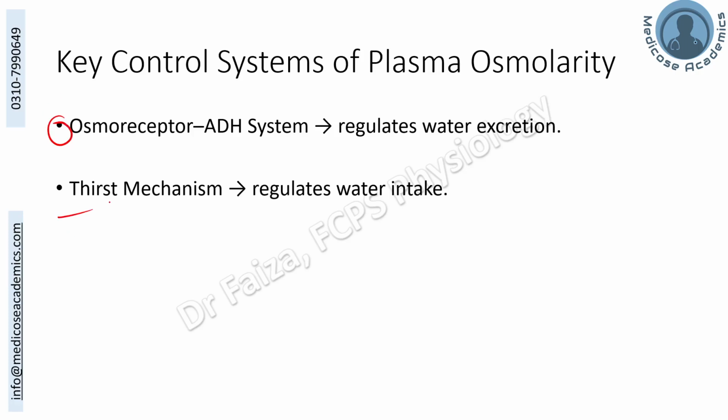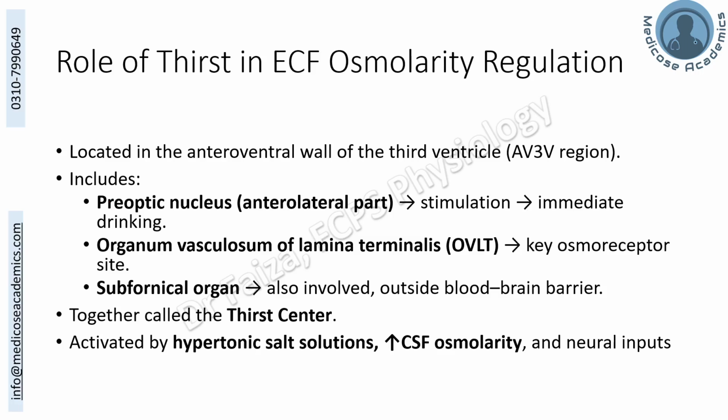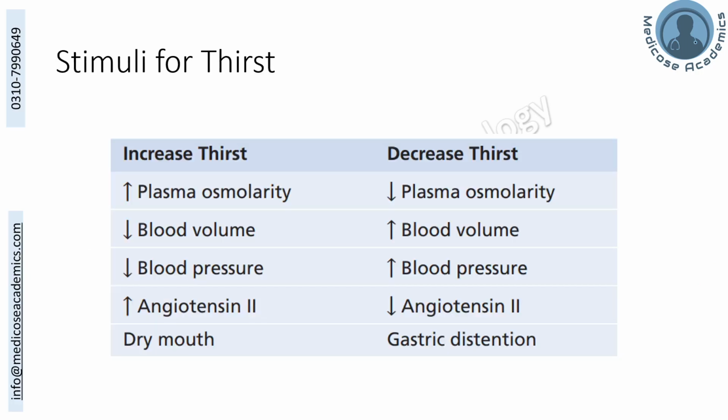Now we will look into the thirst mechanism. This also responds to the plasma osmolarity whenever there is hyperosmolarity. Again, the same osmoreceptors that we discussed in the ADH system are responding: preoptic nuclei, organum vasculosum, lamina terminalis, subfornical organ, and these are located in the AV3V region. Together we call it the thirst center. They are activated by the hypotonic solution or increased CSF osmolarity, or in response to neural outputs, for example, coming from the vagus and the glossopharyngeal nerve via nucleus of tractus solitarius.